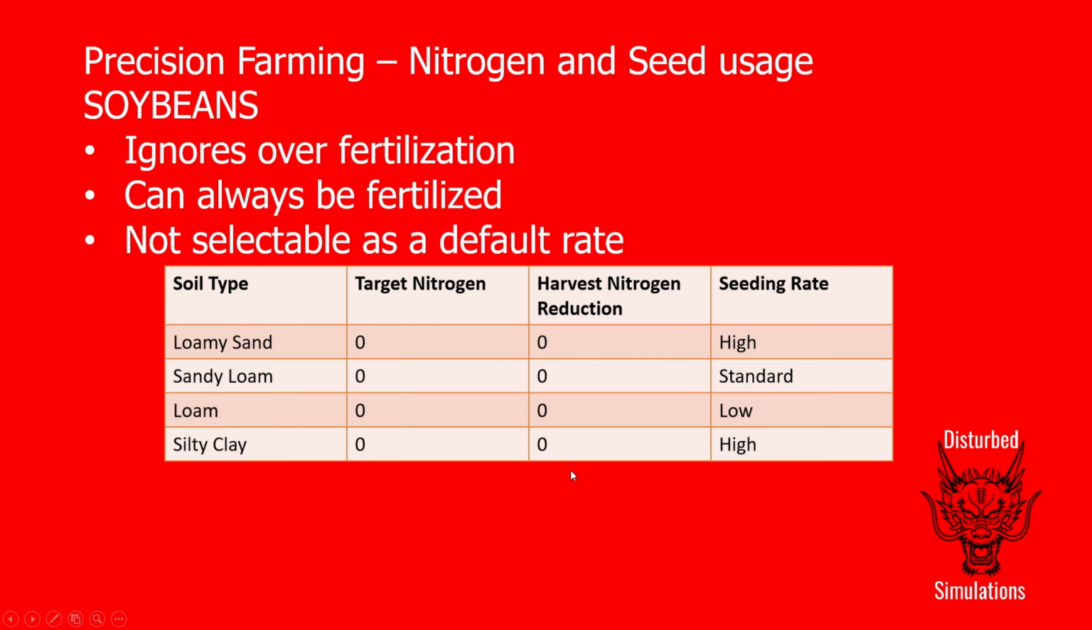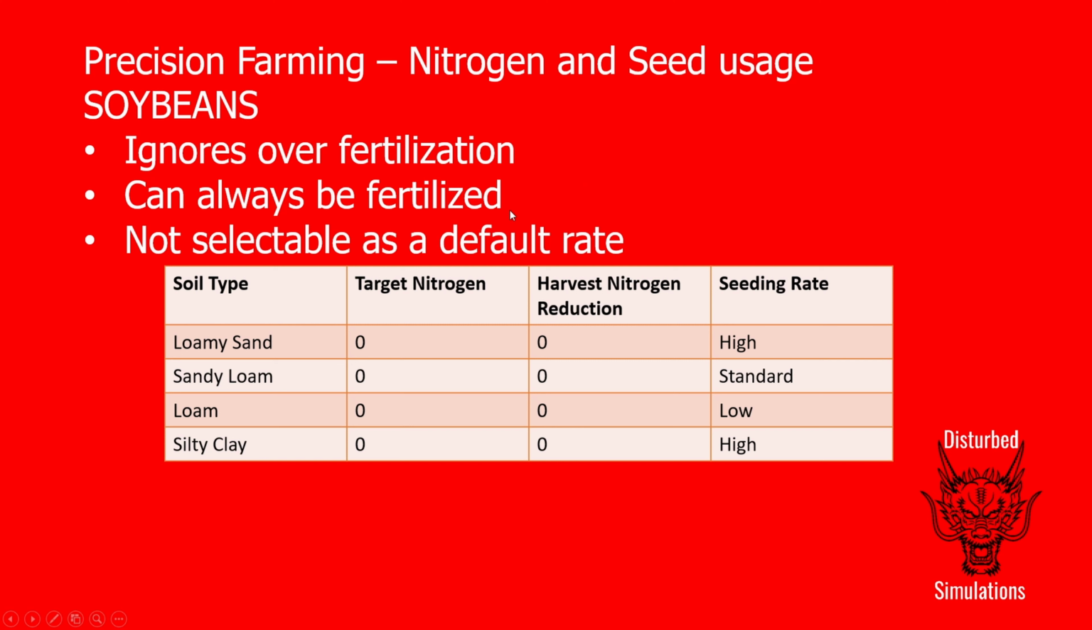Soybeans, first of the interesting crops, doesn't require any nitrogen. Harvesting it doesn't take any nitrogen out of the soil. It doesn't boost nitrogen either, like some people do say on YouTube quite often. Soybeans is the first of the crops that ignores over fertilization. So if you've got a field that you're putting soybeans in, and from whatever crop you've had in there before, it's got a lot of nitrogen in it, it will ignore it. It won't affect the yield. So that's cool. You can always fertilize soybeans.